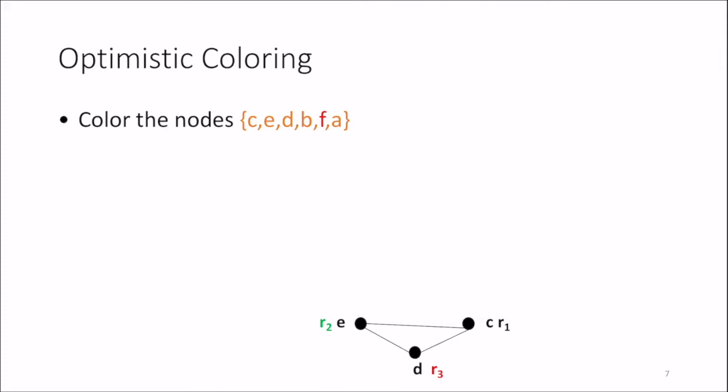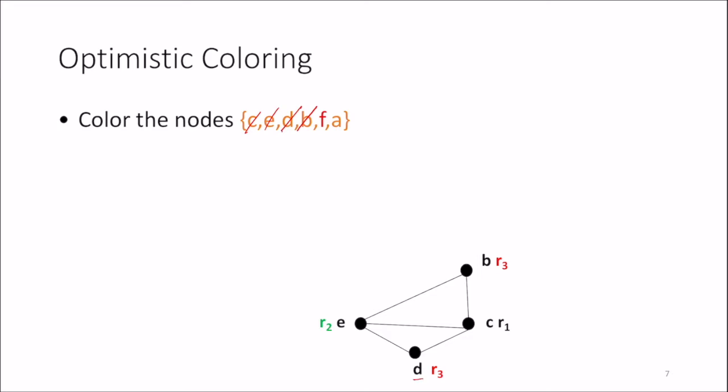And then we popped out the C and the E. We pop out the D and assign it R3, a different color from E and C. Then we pop out B. B is still able to get R3 because it doesn't share an edge with D, so it can reuse that register.